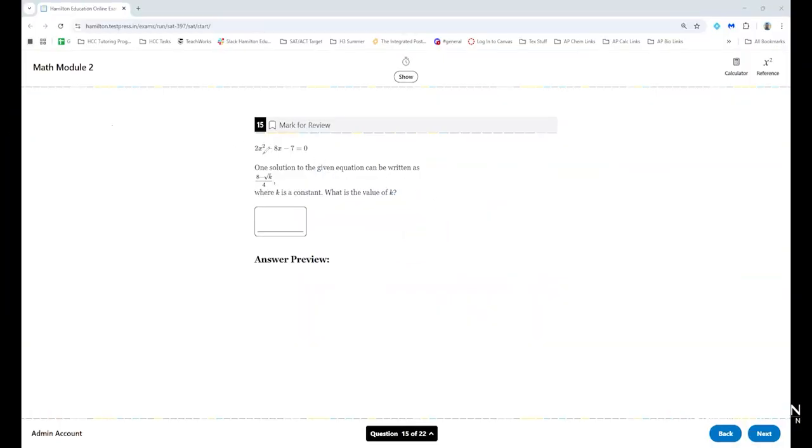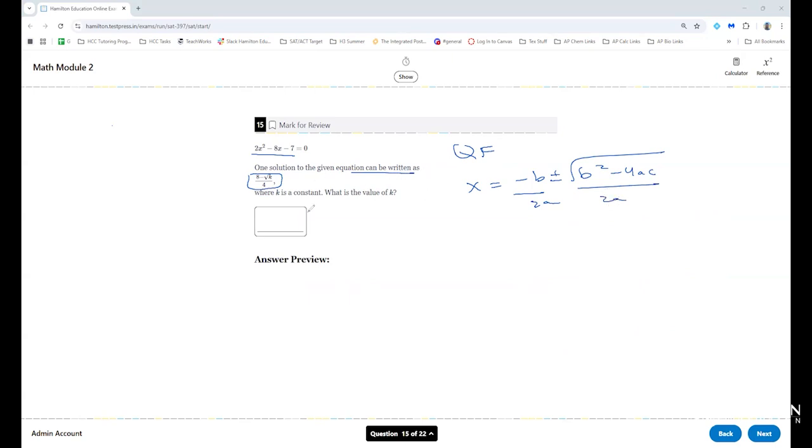Question 15. 2x squared minus 8x minus 7 is equal to 0. But they gave us some interesting information. One solution can be written as 8 minus root k over 4. That's interesting. Why would they do that? Also, that might look familiar to you. If you recall the quadratic formula, where x is equal to negative b plus or minus the square root of the discriminant over 2a, that kind of looks like it.